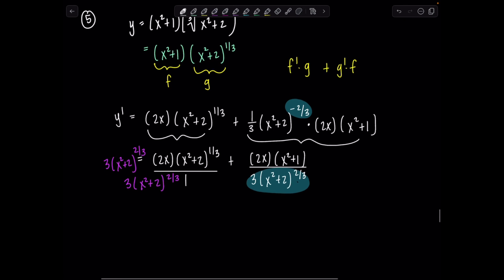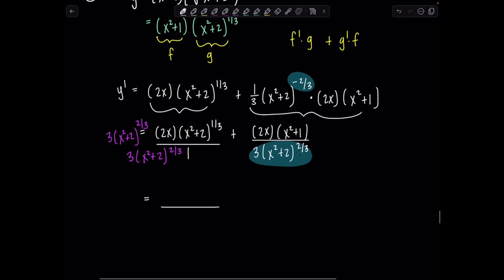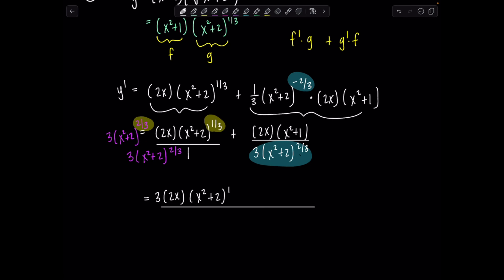Okay, and then let's see what we have now. So 2x is untouched. There's a 3 in the front. And then good thing we reviewed our laws of exponents, because you have (x squared plus 2) to the 2/3 and (x squared plus 2) to the 1/3. You add those exponents, 2/3 plus 1/3, that's 3/3, which is 1. So then now I just have (x squared plus 2) to the first. Are you guys okay? 3, 2x, and then these two I can combine.